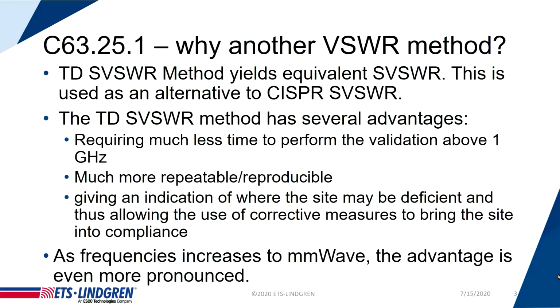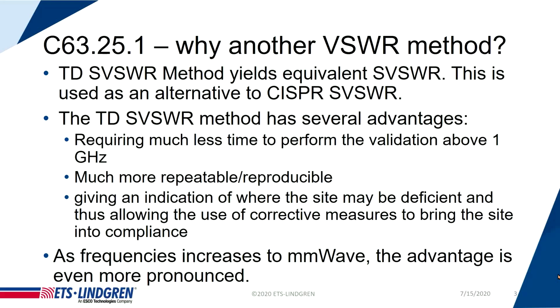The first question I want to address is why there's another VSWR method, because the site VSWR method described by CISPR is already an established method. What's the reason to introduce another method? It turns out the time domain VSWR method has several advantages over the traditional CISPR site VSWR method. First of all, it's much less time consuming compared to the CISPR method.